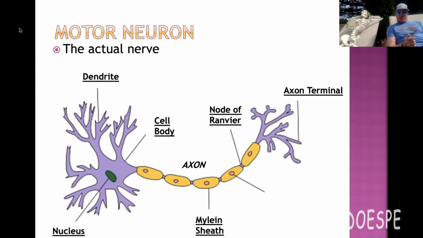When it gets to each node of Ranvier, the message doesn't continue if it's not strong enough. So basically, it's a checkpoint to say, do we have enough of a charge to continue? Yes, go, fly, boom, to the next node, to the next node, to the next node. And this is how a nerve impulse travels along an axon from node of Ranvier to node of Ranvier.